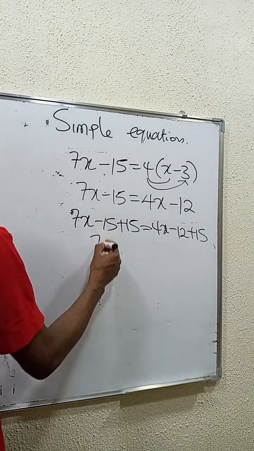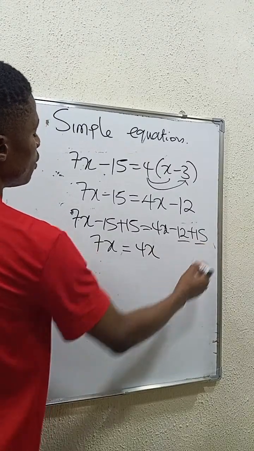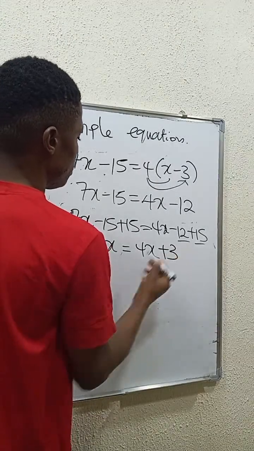Okay, you have it as 7x is equals to 4x minus 12 plus 15 is what? What is minus 12 plus 15? Minus 12 plus 15 is plus 3.